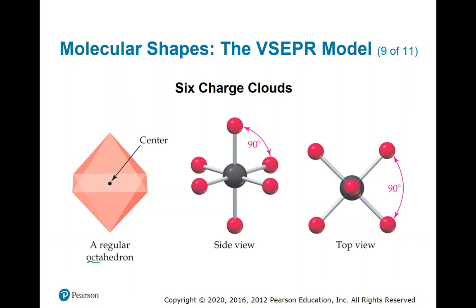And the answer is shapes like that are named not based on the number of vertices they have, but on the number of faces. So a regular octahedron has 8 separate faces, but it has 6 vertices, and it's the vertices that we count when we are actually looking at the positions of atoms. So an octahedron has 6 vertices, and so is the base shape for 6 charge clouds around a central atom.